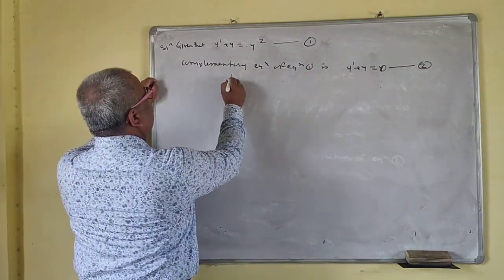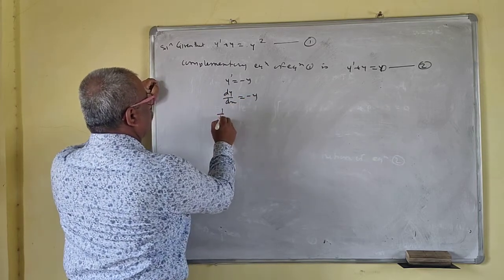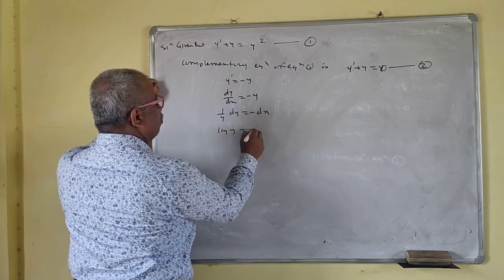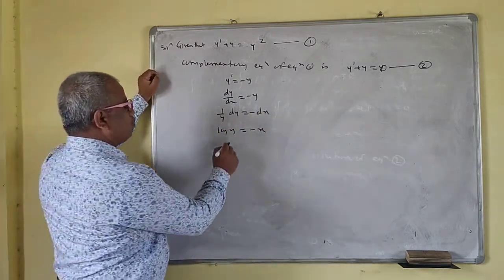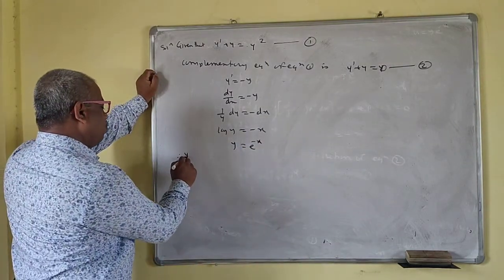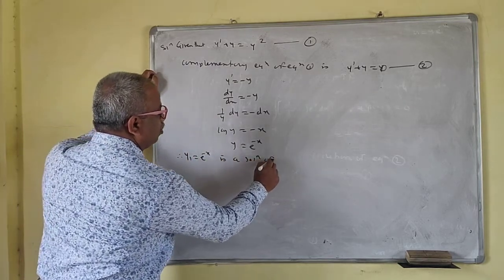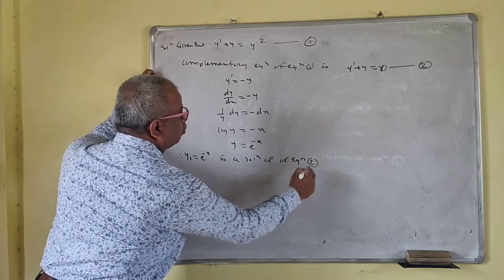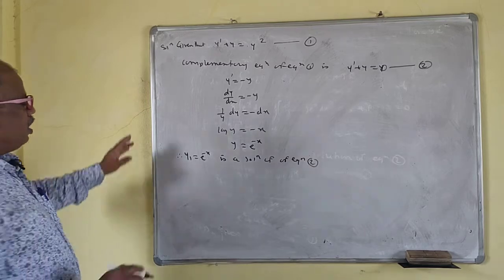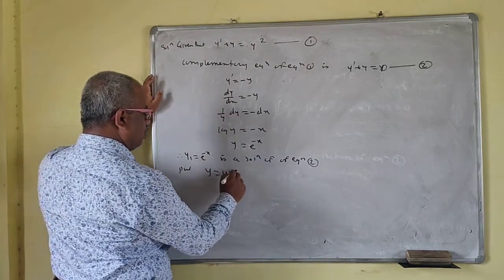Okay. So I can write this y prime is equal to minus y. dy by dx is equal to minus y. So 1 by y dy is equal to minus dx. Okay, so log y is equal to minus x. Okay, so y is equal to e raised to minus x. Okay, so therefore y1 is equal to e raised to minus x is a solution of equation 2, because this is easy. So we want only a solution.